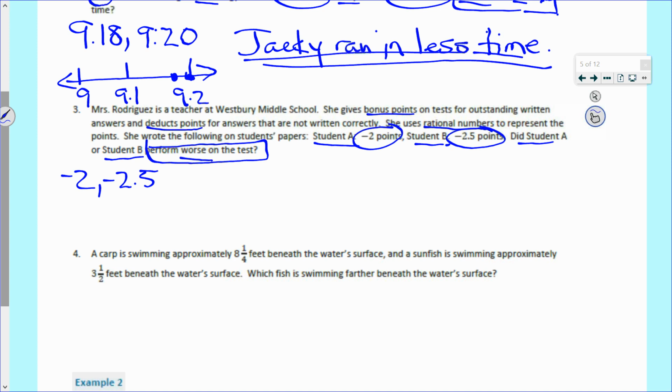Let's do our number line to make sure it makes sense. So if I do my number line, I'm going to just do -3, -2, -1, 0. So -2 is going to be here. -2.5 is going to be there. So which one is smaller? -2.5. Again, don't get confused. When I'm looking at negative numbers, guys, the bigger the negative number, the smaller it is. So 2.5 is bigger than 2, meaning I have to reverse it because it's negative. Does that make sense, Jasmine? Yeah. So which student performed worse? Student B.